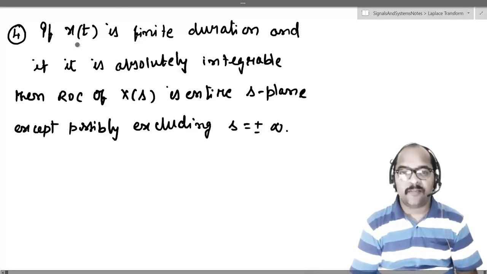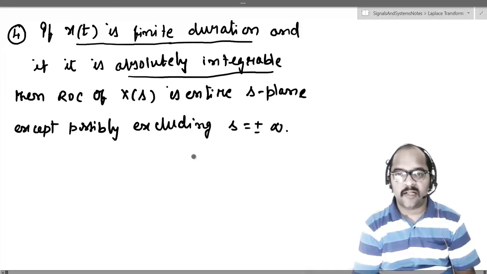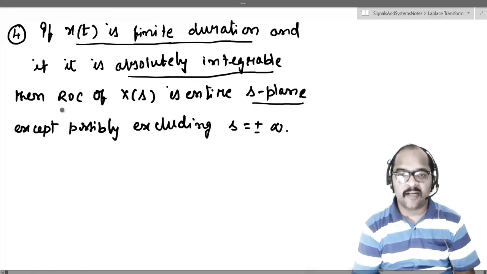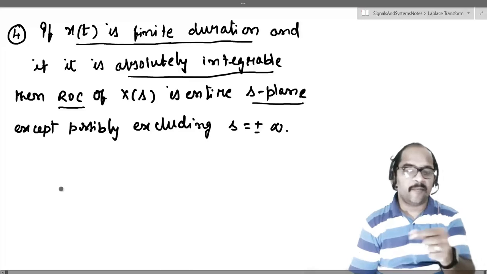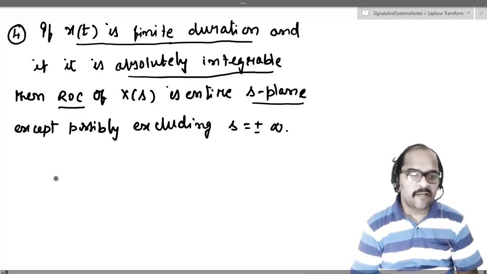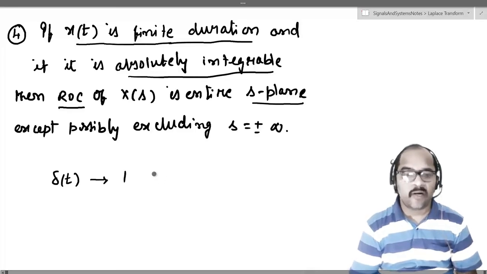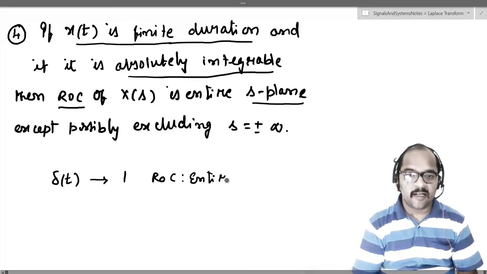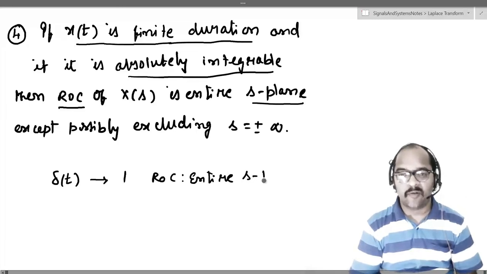But what is important? If x of t is of finite duration and absolutely integrable, then ROC of X of s is the entire S plane. Maybe we should include or exclude s equal to plus or minus infinity. So we will start with an example. Let us take delta of t. The Laplace transform we got is 1. And what is the ROC? It is the entire S plane. Why? Whatever may be the value of s, the Laplace transform is always 1.